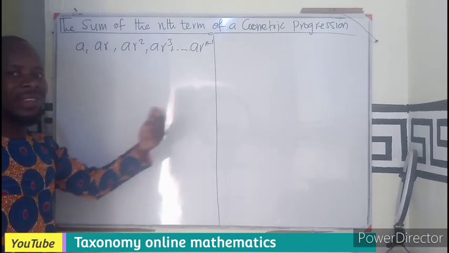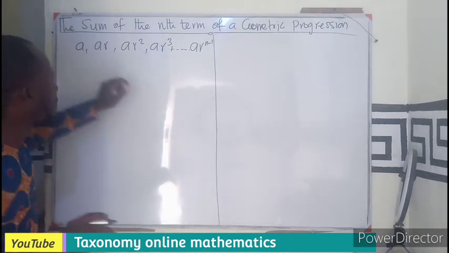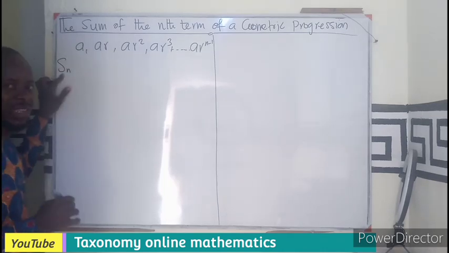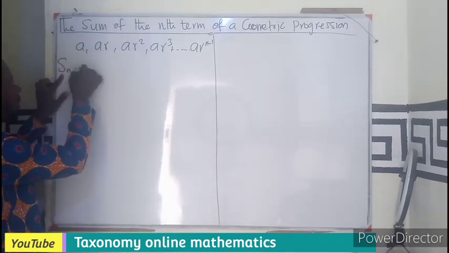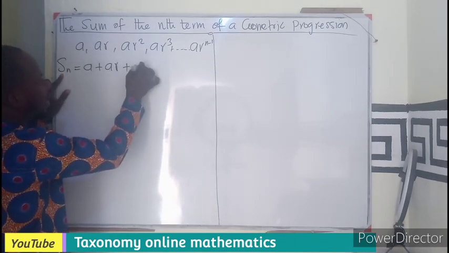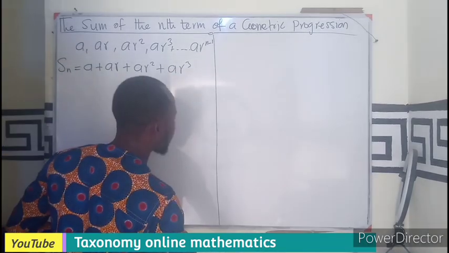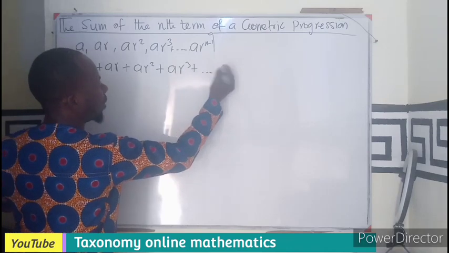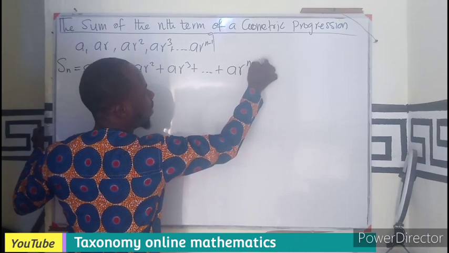So if you have to find the sum, which will be the series, we are going to add all of them. So simply put, we already know that Sn indicates the sum of the sequence. So this is going to be a plus ar plus ar squared plus ar to the power 3, and we can continue adding until we get our last term to be ar^(n-1).